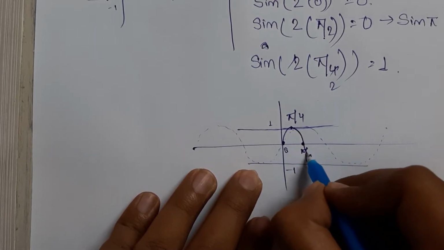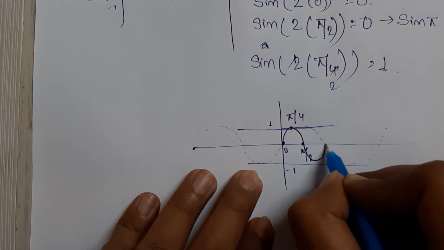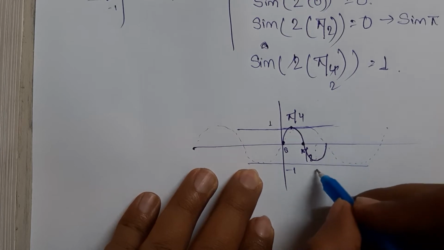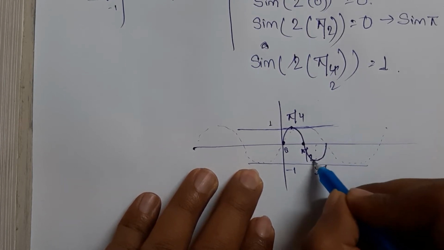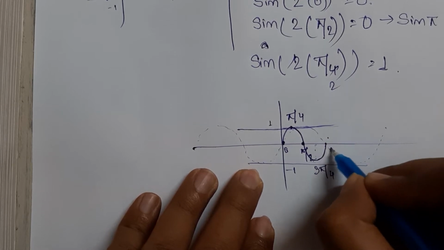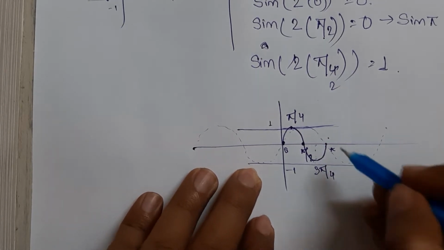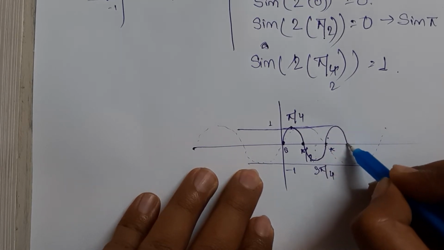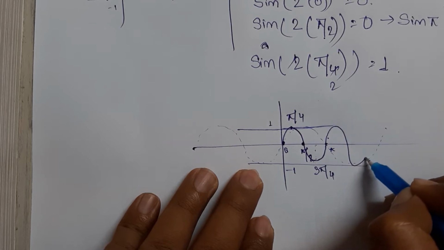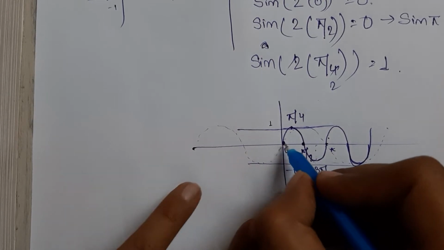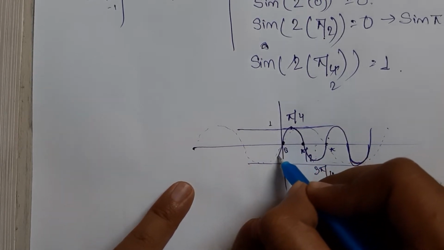And at 3 pi by 4 it will attain 1 again, right? Now at pi it will attain 0. So how will the graph look? It looks like this. Sorry, this will be on the same line, right? And similarly in this position also, I think you can understand it.